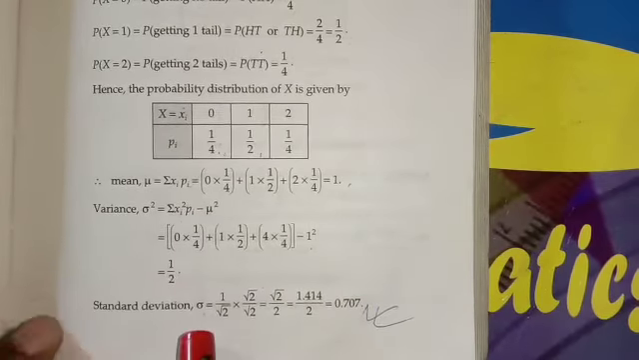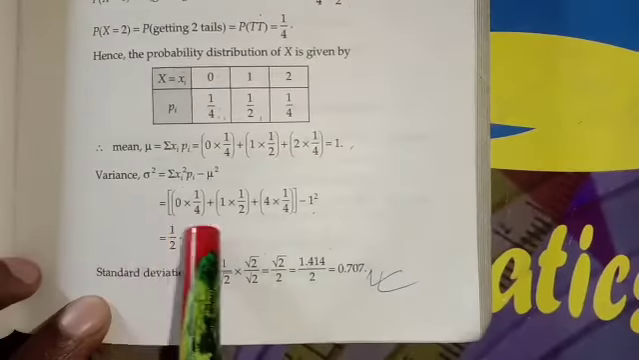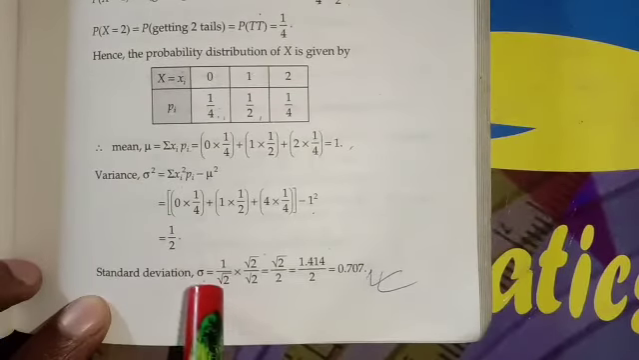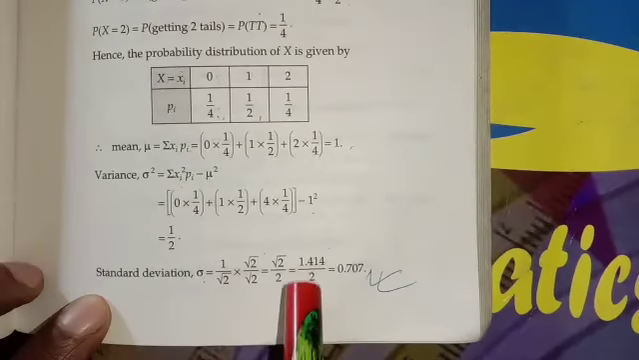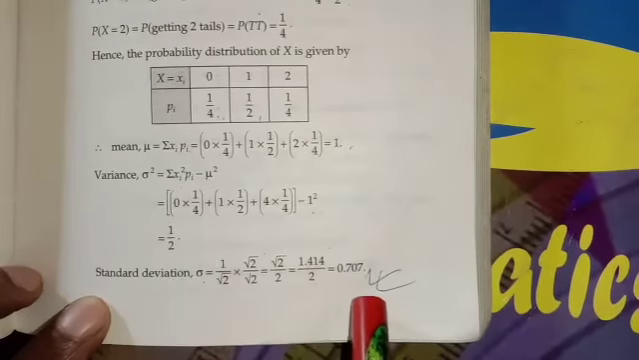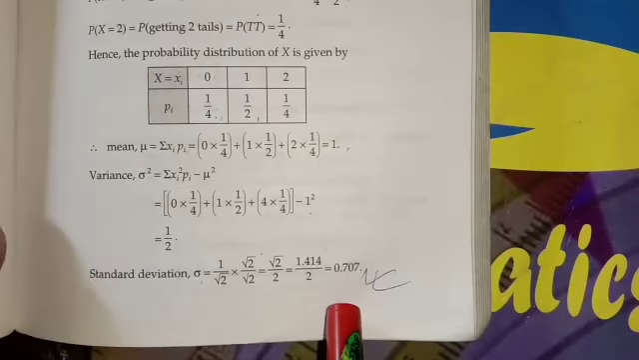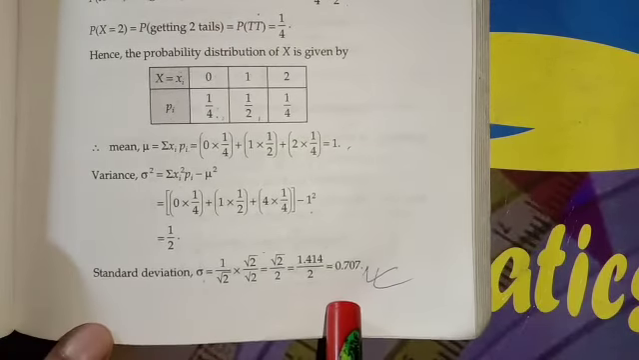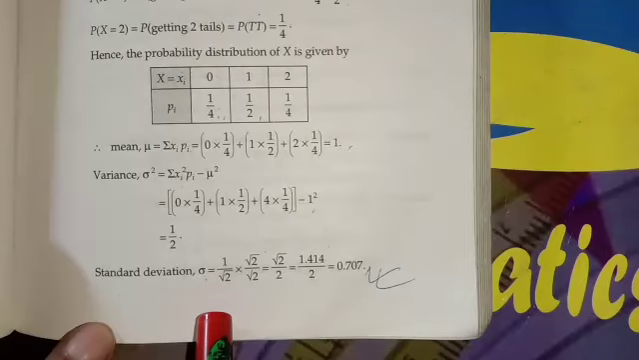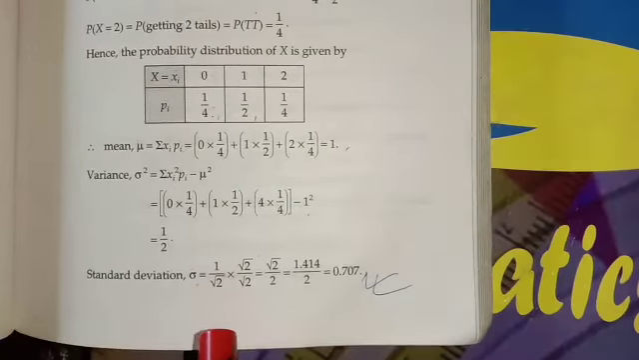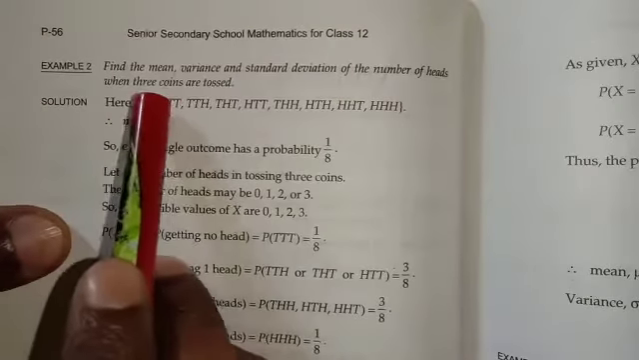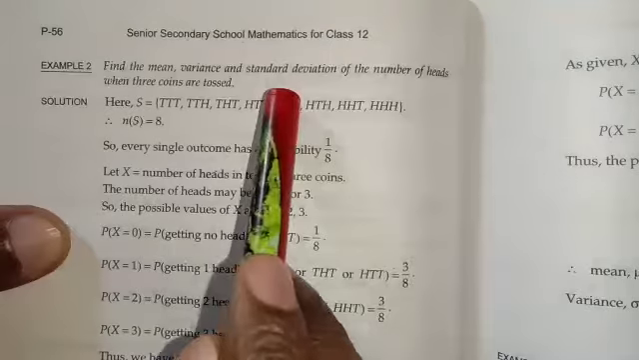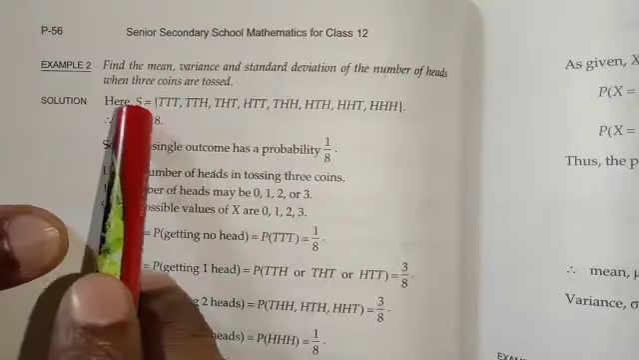The standard deviation will be the root over of variance, sigma, that is root over 1 by 2. Rationalizing the denominator we are getting root 2 by 2, which is equal to 1.414 by 2, 0.707. This is the answer of question number 1, mean, variance and standard deviation, when two coins are tossed. Okay, let us go to the next one. The second question, find the mean, variance and standard deviation of the number of heads when three coins are tossed.